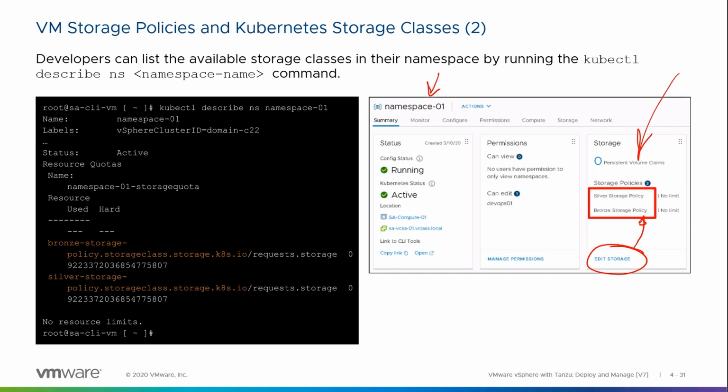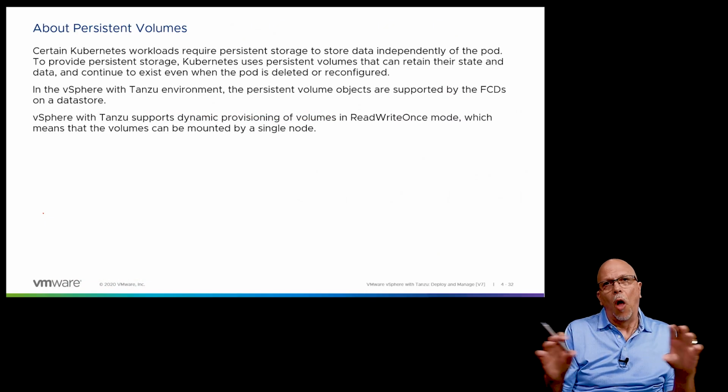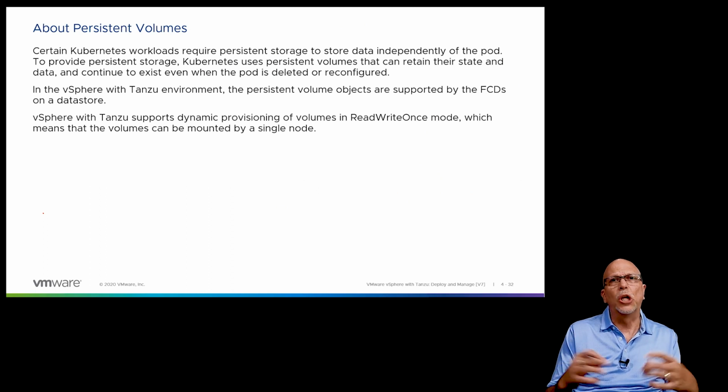What are my developers going to see? They're going to be over here in kubectl, their common command line interface that they're used to using. And they're going to do a describe on their namespace. And you could see down here where they're seeing the two storage policies that we've assigned over here in the HTML client being translated into a Kubernetes storage class. That's the underlying architecture. Now let's talk about consuming it.